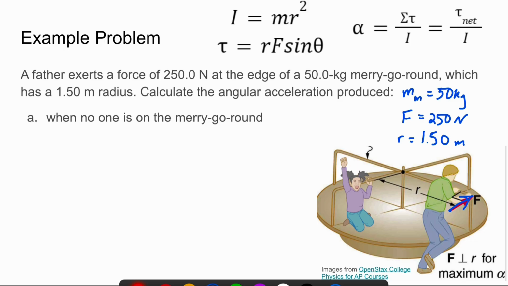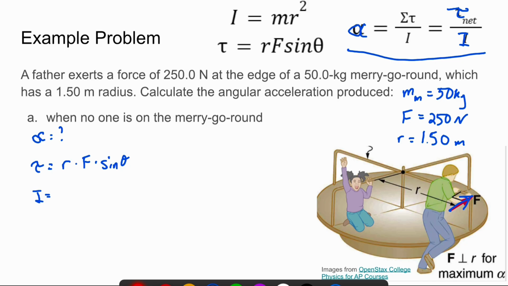When no one is on the merry-go-round, we have this equation that gives us our angular acceleration equals our net torque divided by our moment of inertia. In this case, we want to find our angular acceleration. We don't know that, and we need to know what our torque is and what our moment of inertia is, which we aren't given right off the bat. But we do know that our torque equals the radius where that force is applied times the force times the sine of the angle between those two things.